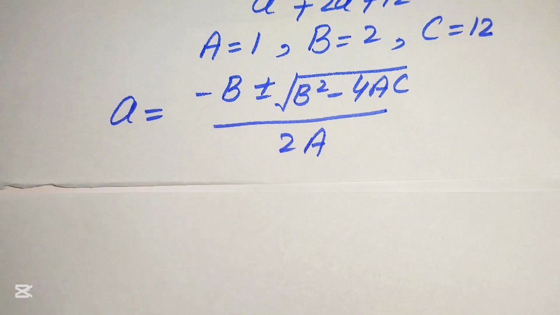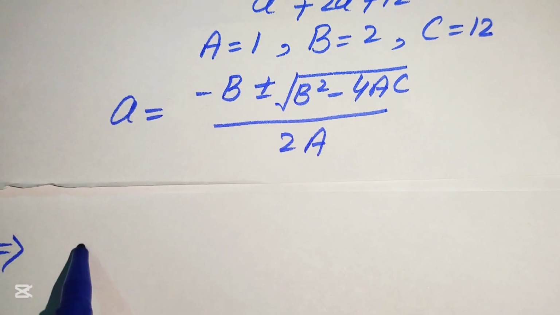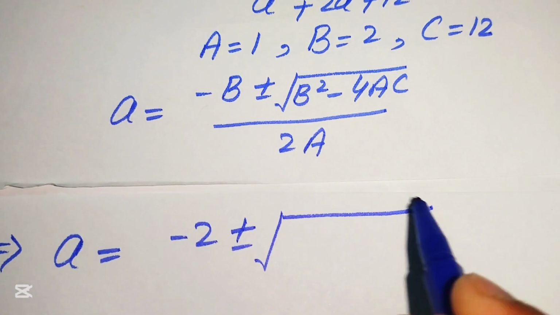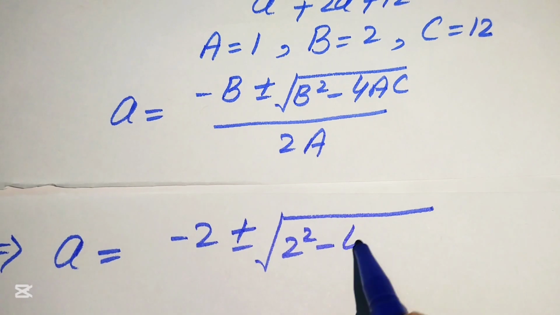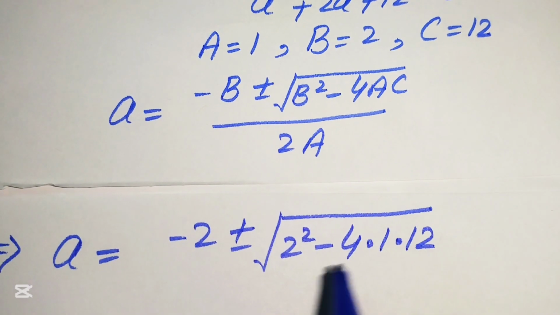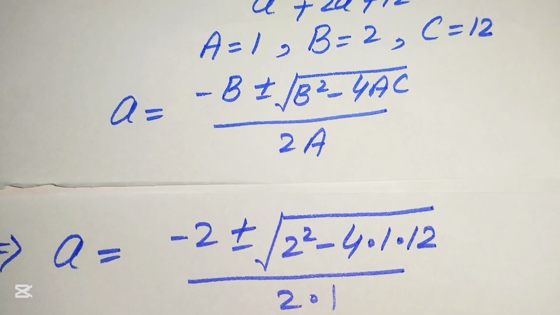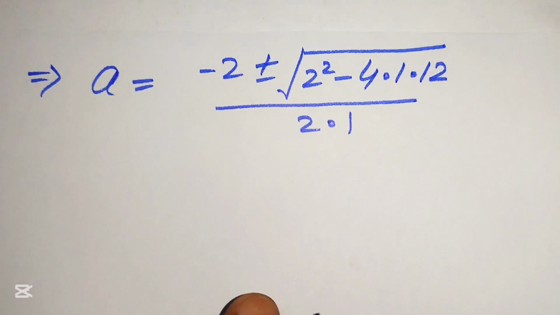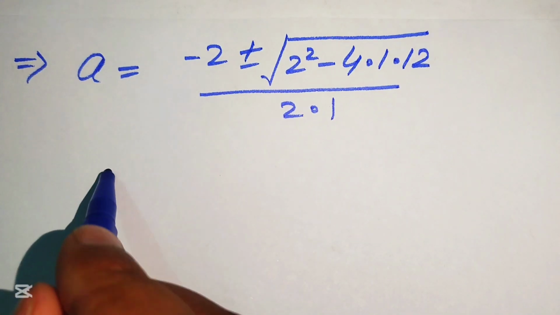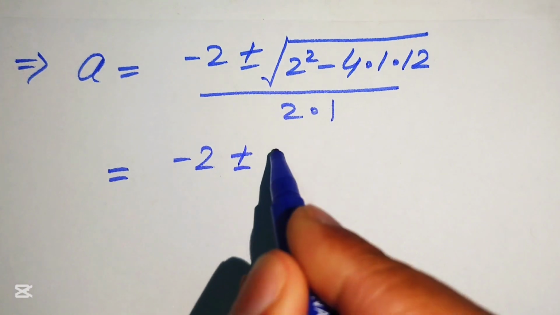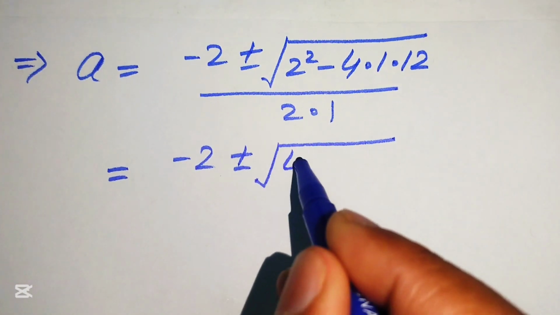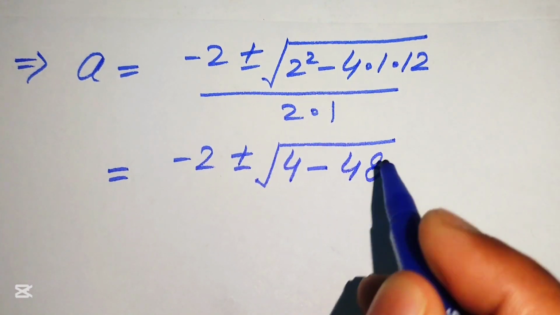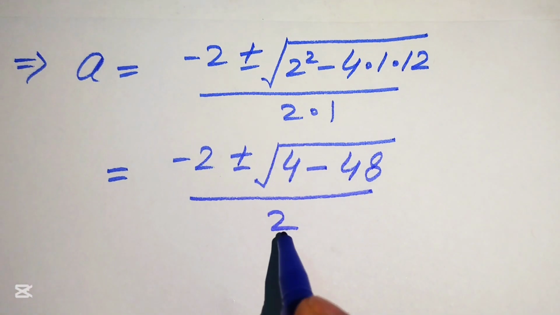And now we need to substitute the values of a, b and c in this formula, and it will be written as a equals to minus b. The value of b is 2, so minus 2 plus minus square root of b square, 2 square, minus 4 times a which is 1 and c which is 12, and it is divided by 2 times a, where a is equal to 1. In the next step we need to simplify the terms: minus 2 plus minus square root of 2 square equals 4 minus 4 times 12 is 48, and it is divided by 2 ones are 2.